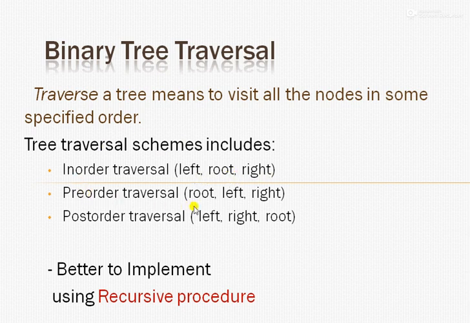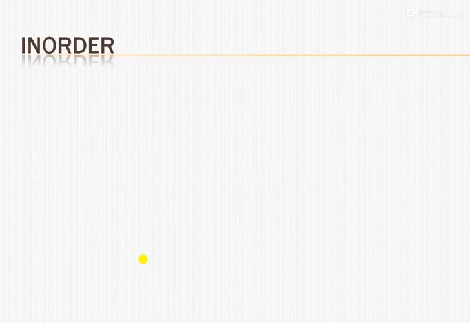For pre-order, the sequence is root, left, then right. And post-order is left, right, root. So in pre and post, you can observe that in pre the root comes first, and in post the root comes last. And from the implementation point of view, we will design them using recursive procedures. With an example I will show you, then it will be clear to you.